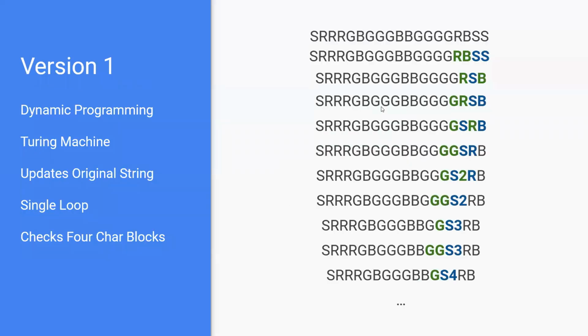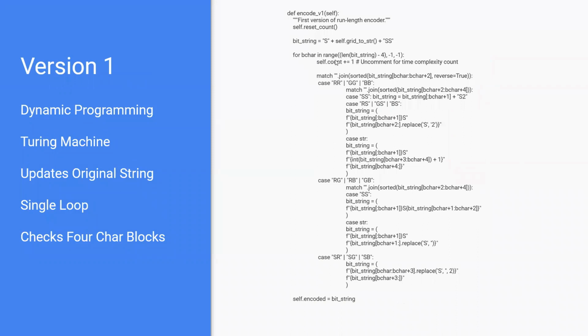In our first version, the idea is that we just take a block of 4 that's scooted along the original string, and we compare whether there's a match in 2 characters, and we'll increment an integer as you see in the bottom lines 2, 3, 4. This is dynamic programming. It takes a Turing machine approach, and that will allow us to save on memory. And there's only a single loop, which we see here in the for bk in range line there. And then we use match statements.